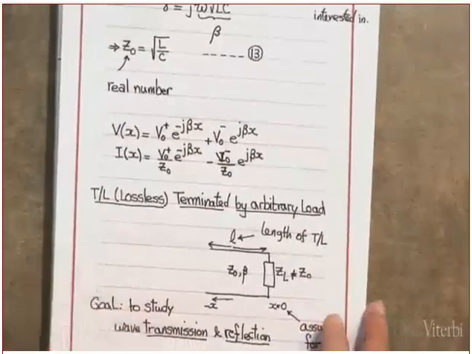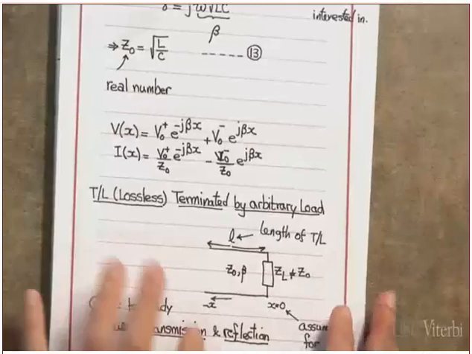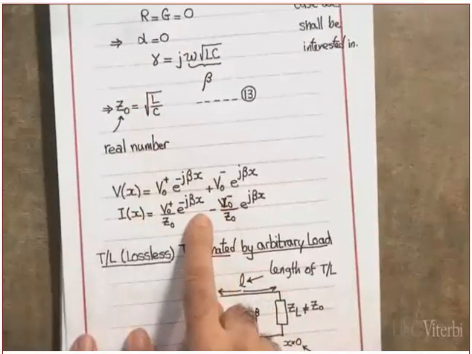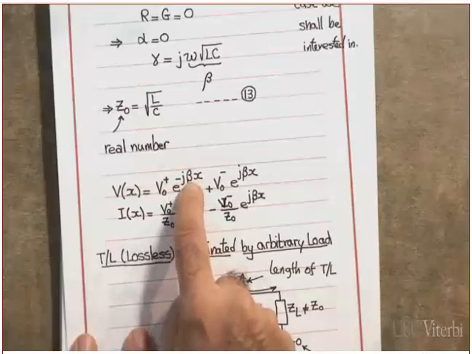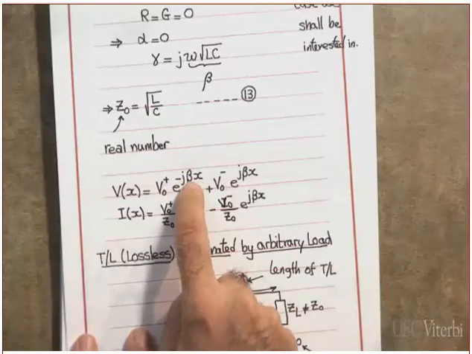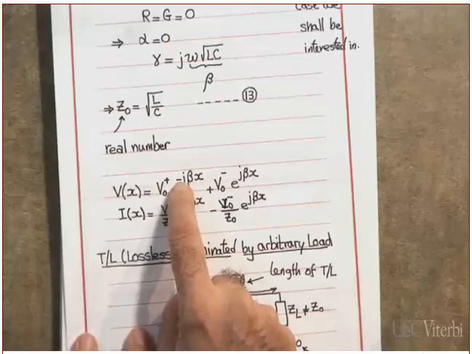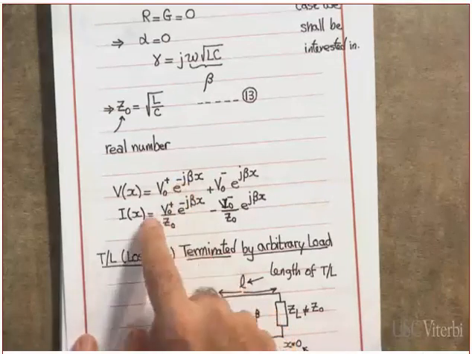Okay. Now, let's try to understand: once you substitute Z0, what do you get? What is this equation? Notice, by the way, gamma became j beta, not beta. J beta. Clear? Okay. This is the equation.